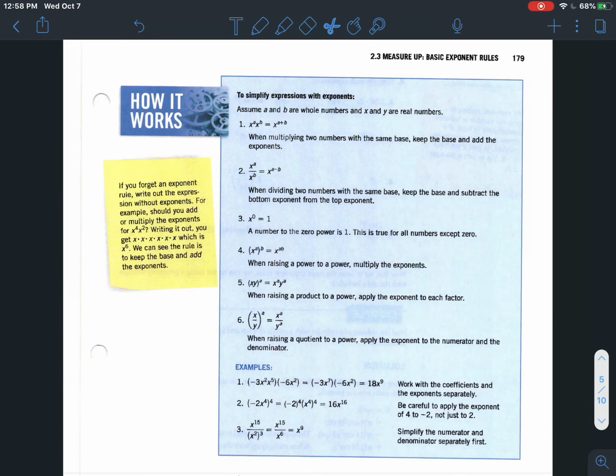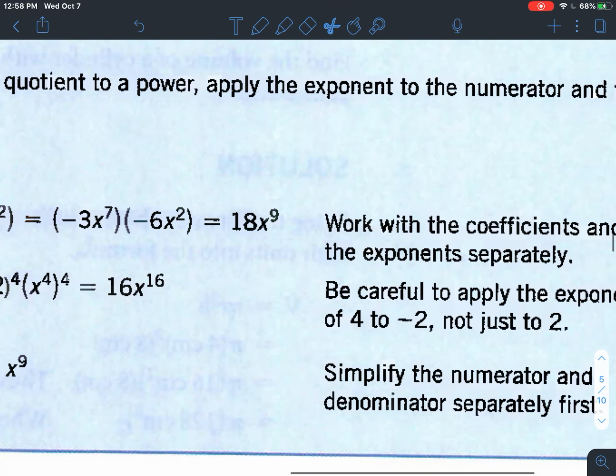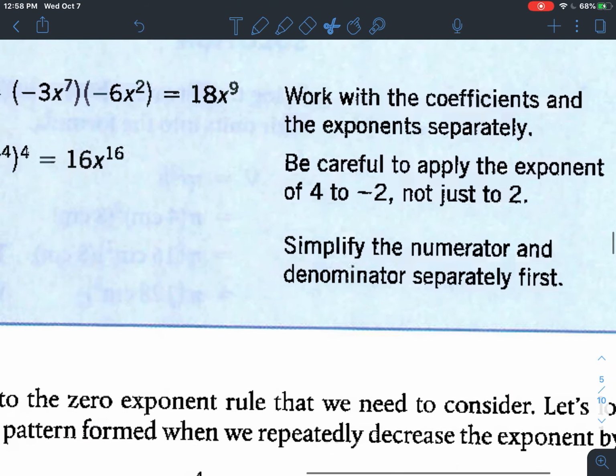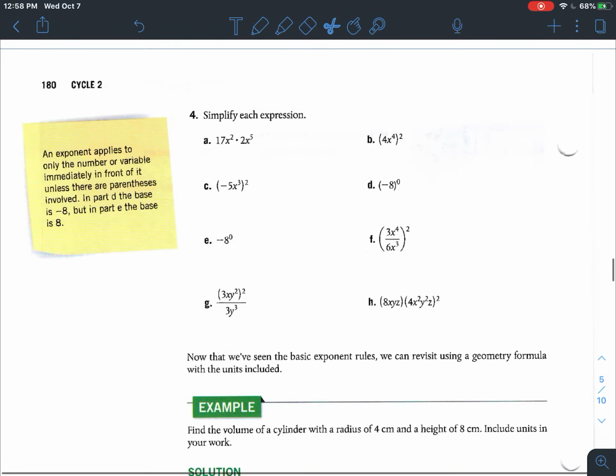Here is just a nice compiled list of the exponent rules. They used variables for the exponents a and b. And then there's some examples that they go through, and they kind of like worked through how they solved it, and then wrote out the steps. So let's go to number 4 and solve some of these.